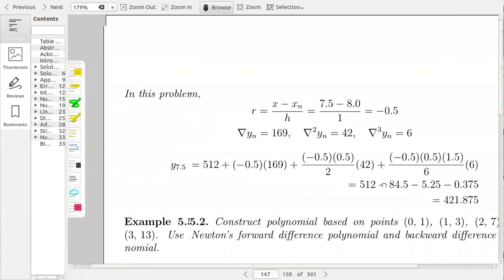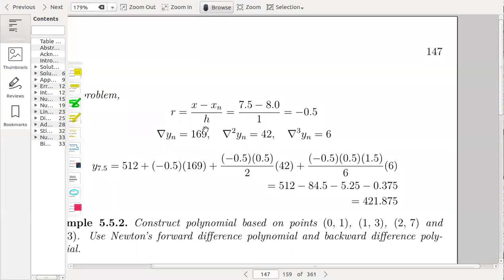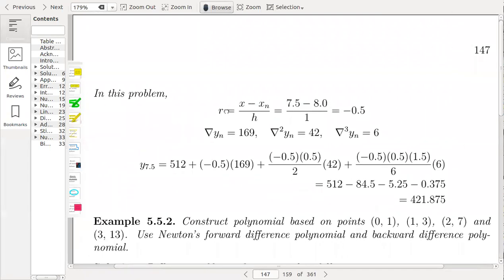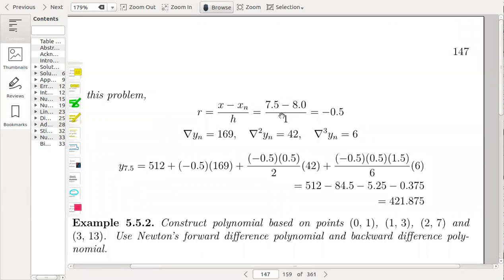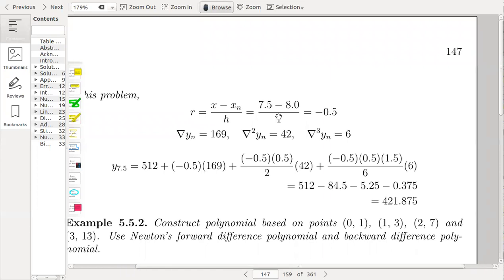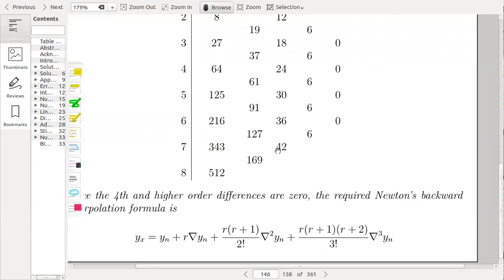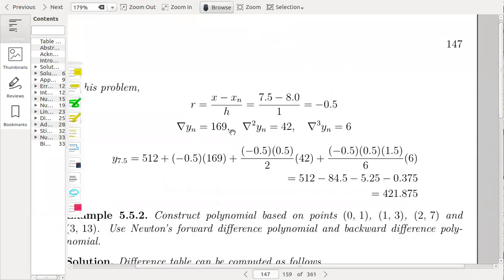In this problem, r can be written as x minus x_n over h, where x is 7.5, the value to be determined. So 7.5 minus 8.0 over 1, because the value of h is equal to 1 for two consecutive points in the domain. So we have r equal to minus 0.5. And delta y_n is equal to 169. These values we have obtained from here: 169, 42, 6 and 0. When we substitute these values in Newton's backward difference polynomial, we have the value of f of x at 7.5 is 421.875.